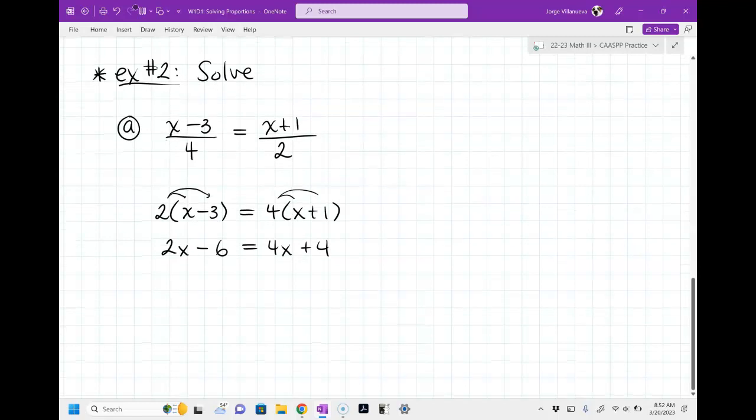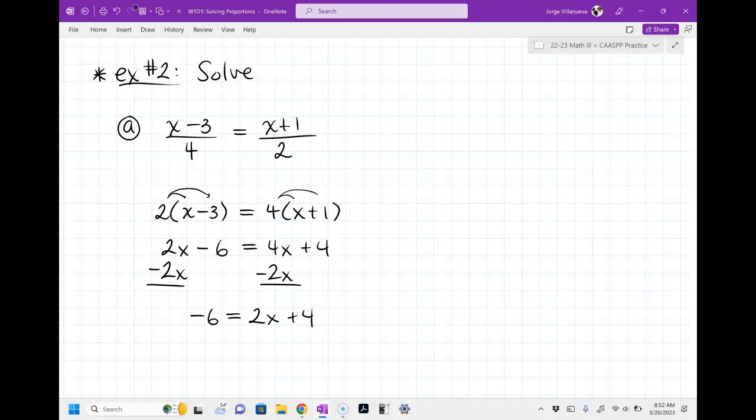Now this stuff you guys should be able to do. This is just multiple step solving of equations, right? Algebra 1 type stuff as well. So let's move the 2x to the right side. It's the smaller x value. So we'll subtract 2x. So that gives me negative 6 equals 2x plus 4.